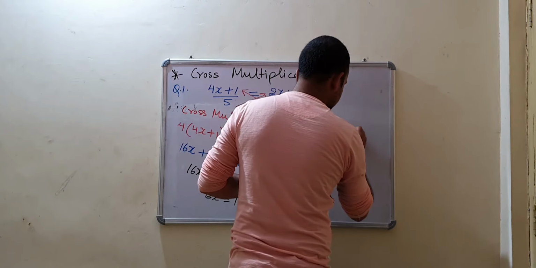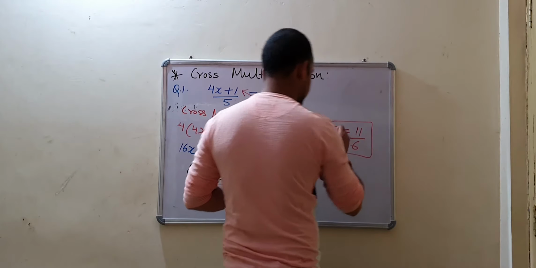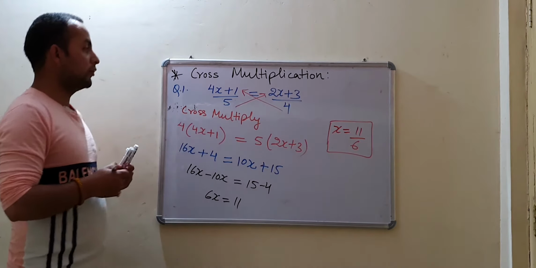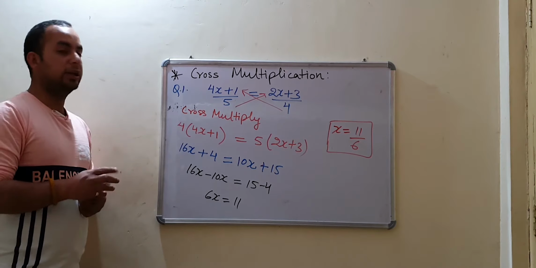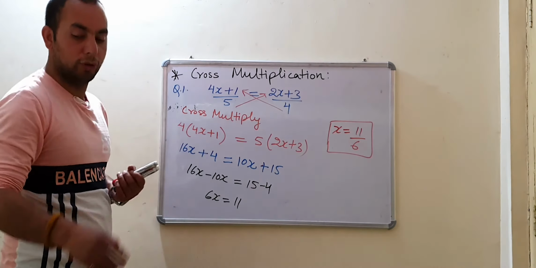You're going to find x: 11 divided by 6. This is your answer. This is how you are going to cross multiply fractions which have a variable on both hand sides.